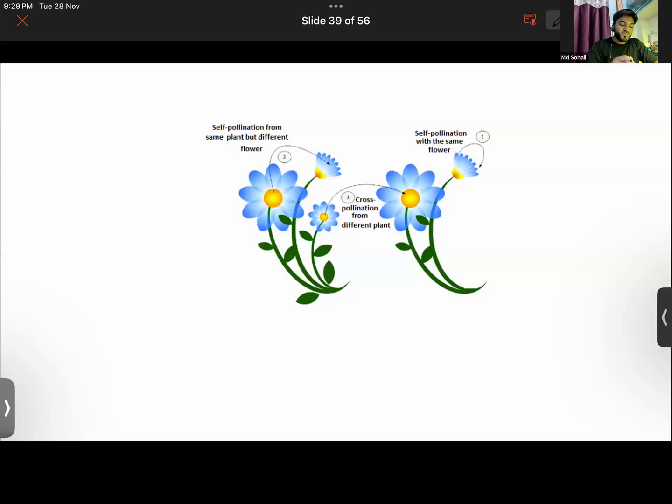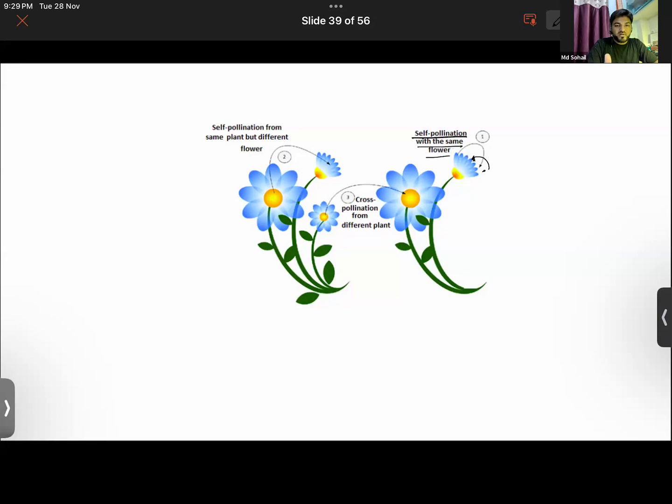Getting it now. While you have an example in another way, if the pollen grains are transferred from one flower to another flower of the same plant, that is also an example of self pollination. Getting it or not? Look at where I'm pointing right now. If the pollen grains are transferred from the anther of the same flower to the stigma of the same flower, that is one type of self pollination that is occurring within the same flower.